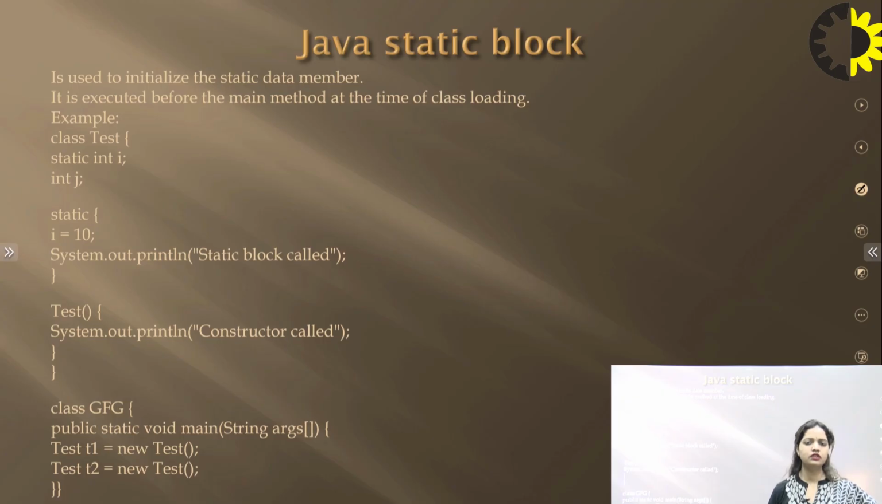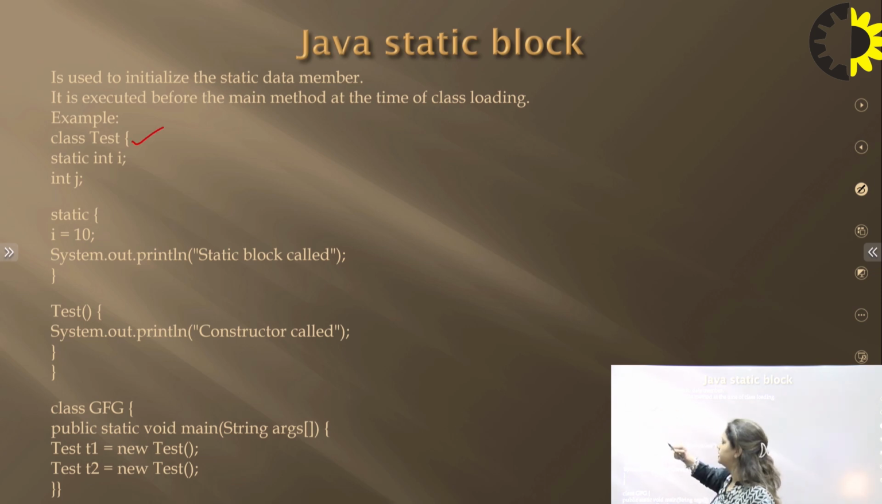It is used to initialize the static data members. If we want a complete block to be static, non-changeable, and we want it to be fixed during the compilation time, we can make that particular code inside a class static. In this example, we have a class named test. Here we have one static variable named i, which is an integer. We have one more variable here, which is also an integer, that is j.